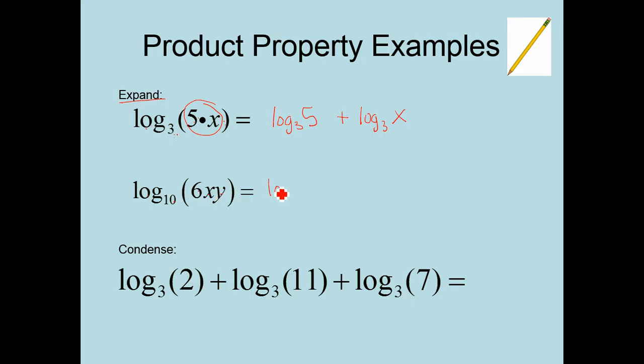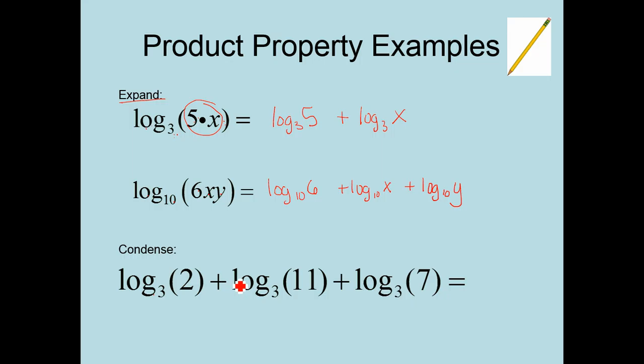So I'd have log base 10 of the first thing plus log base 10 of the second thing plus log base 10 of the third thing. So we expanded it all out. Notice it started on a condensed side and then it expanded all out to have multiple terms. So what if we had to work backwards?